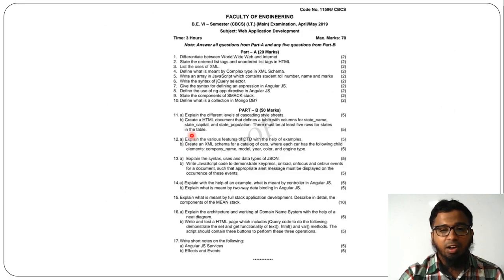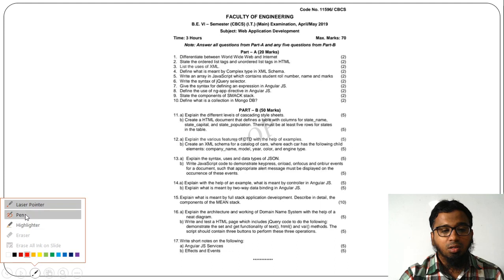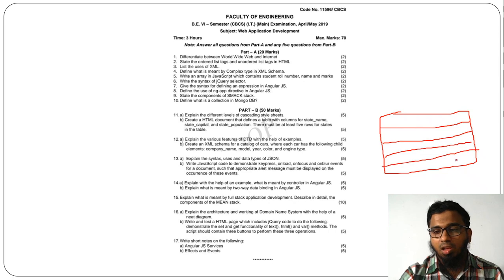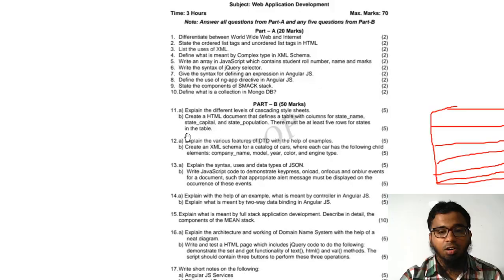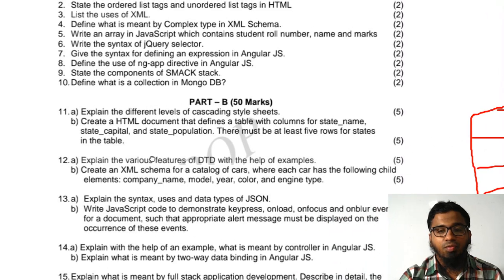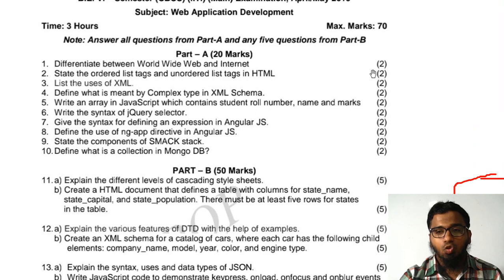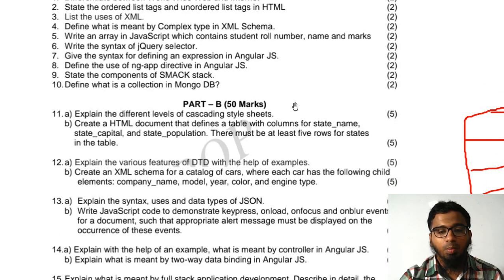Means when you draw the table, at that time you must have the 5 rows. This is the heading, then 1, 2, 3, 4 and 5. Okay, so this is about this answer. Fine, did you understand? So here 10 marks and here 4 marks, total 14 marks.